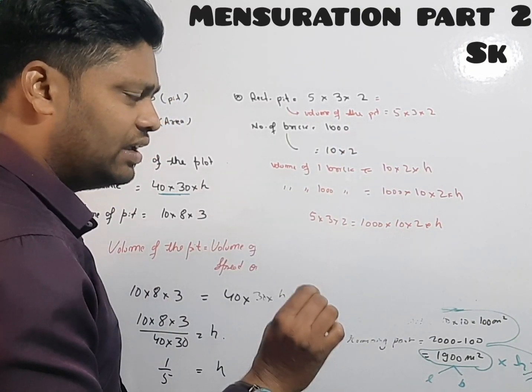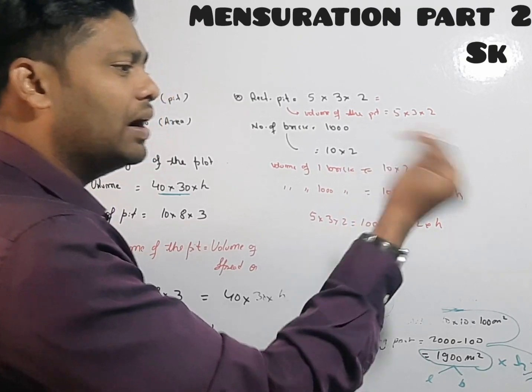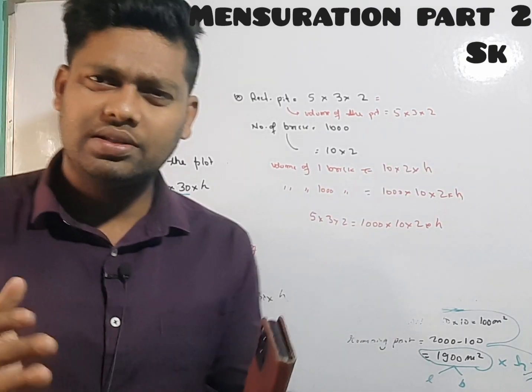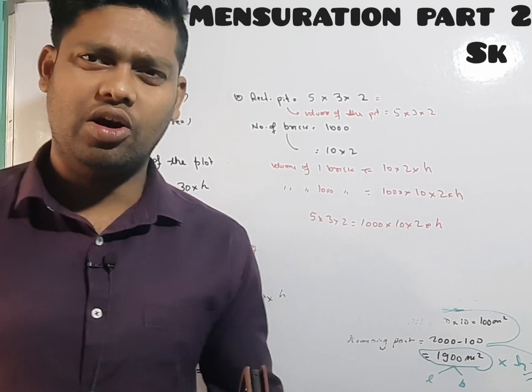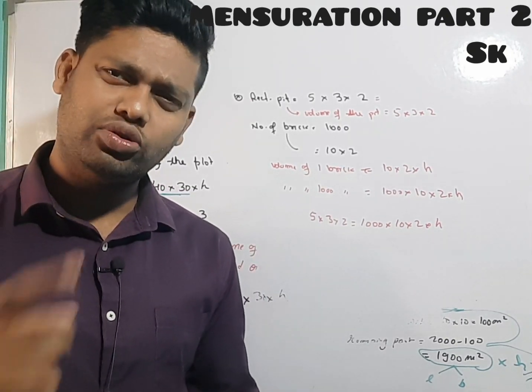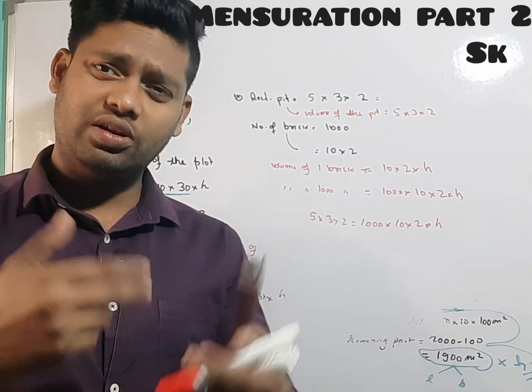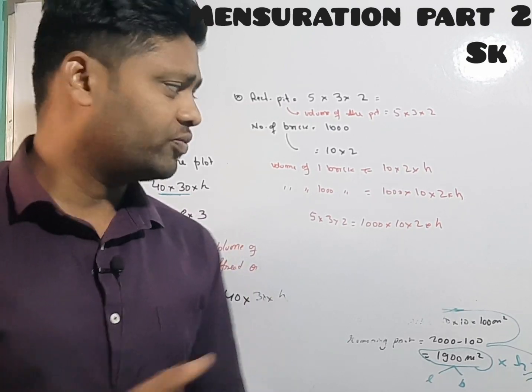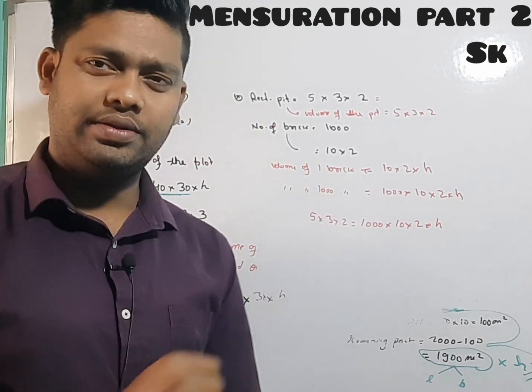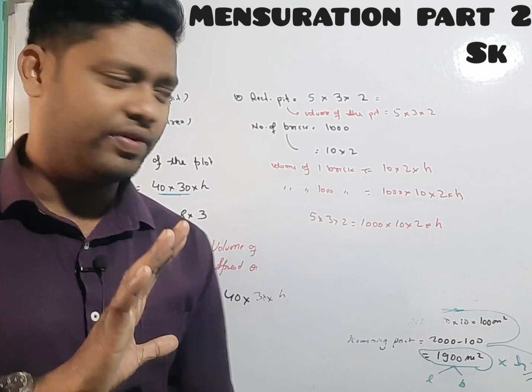See, the only difference is that I am multiplying by the number of bricks, because the sand that has been taken out cannot be used to make just one brick, right? It will be used to make many. So that's why the number of bricks. That is the only difference.